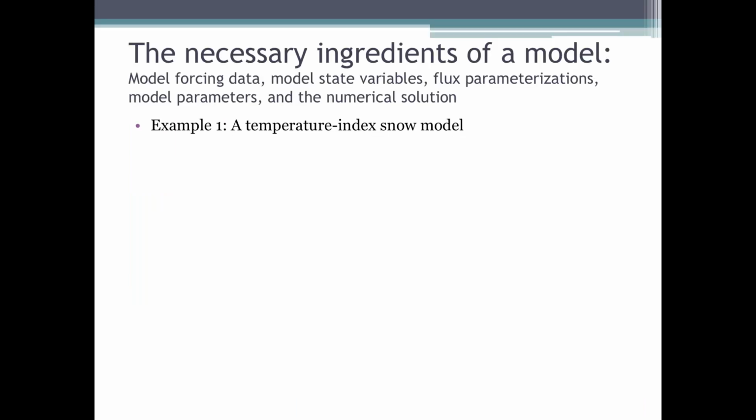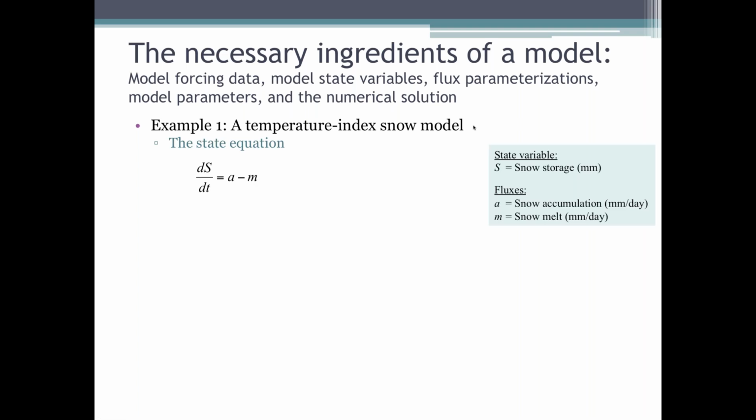Okay, so let's go back to similar to Snow-17. Let's see if we can look at the ingredients of a snow model for a simple temperature index snow model. So we start with our state equation. S is snow storage in millimeters, A is snow accumulation in millimeters per day, and M is snow melt in millimeters per day. So basically, a change in the state variable, dS/dt, so change in snow storage per unit time equals snow accumulation minus snow melt, right?